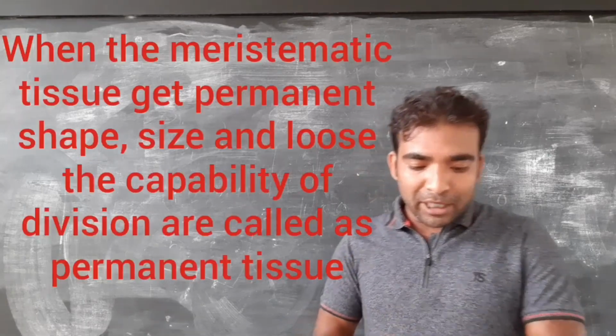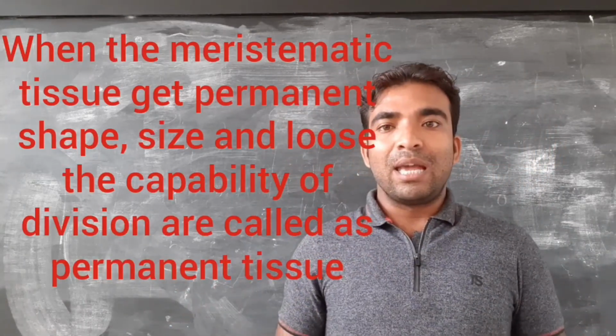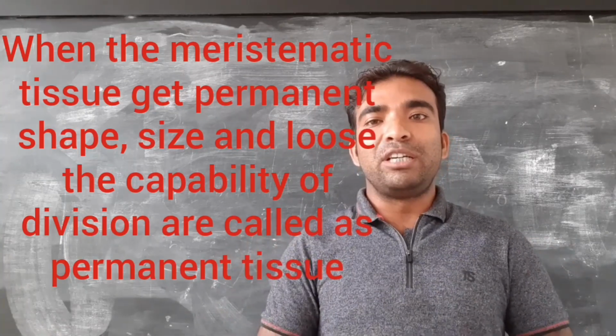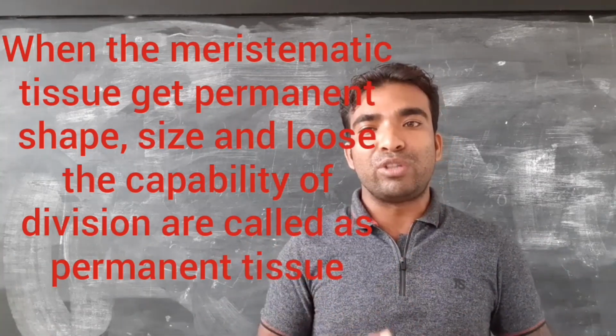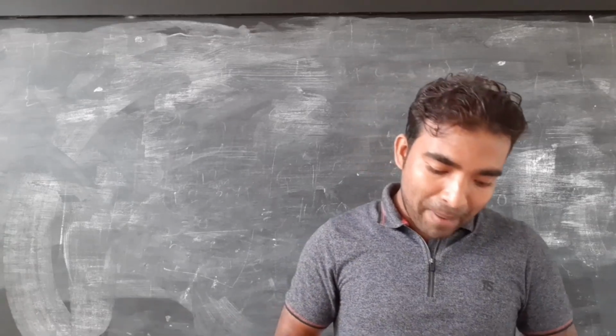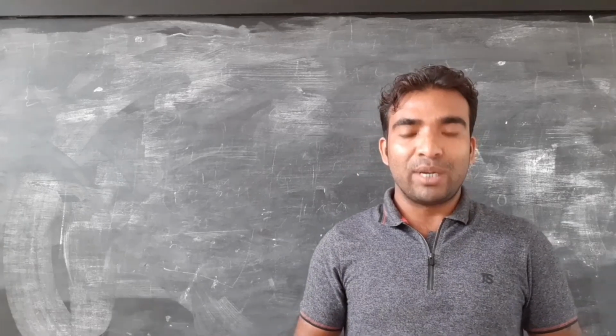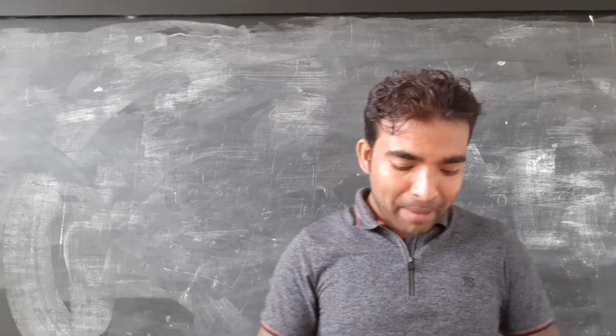When the meristematic tissue takes up a specific shape and size and loses the capability of division, they cannot divide more, they cannot produce new cells. They are known as the permanent tissue. Why? Because they take permanent shape and size. That is why they are known as permanent tissue.